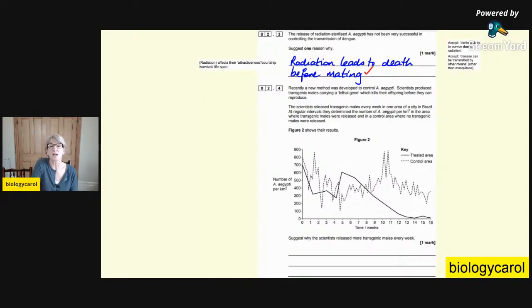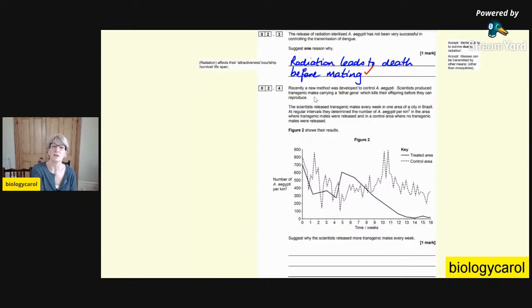So suggest why the scientists released more. Oh, sorry, I should have said here. New method. They produced transgenic males. Transgenic means they put a gene inside them from something else, carrying a lethal gene that kills the offspring before they can reproduce. So these males can do all the reproduction they like, just the kids are going to die. Sorry, that's not very nice, is it? Scientists release them every week in the area of a city in Brazil.